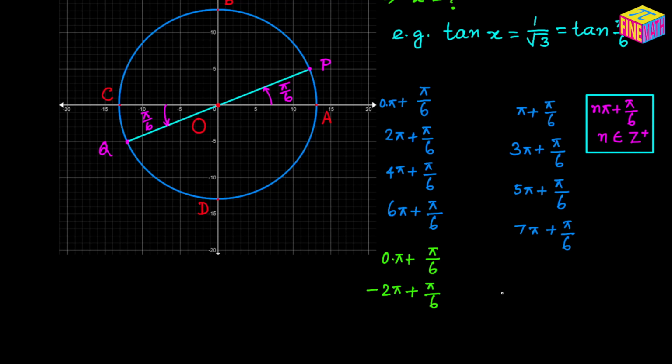If we rotate it one more time in the clockwise direction, then it will be negative 4 pi plus pi over 6, and it will continue like that. Now similarly, let's also rotate OQ in the clockwise direction and see what happens.